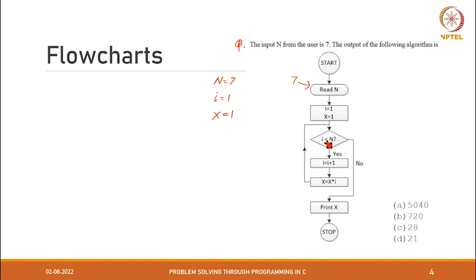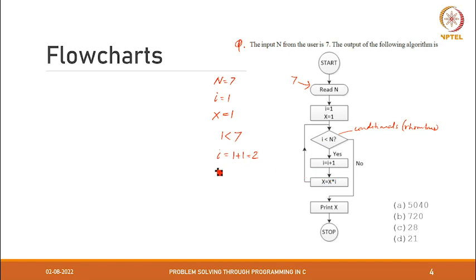Okay, so this is a rhombus shape where we can write any condition. All conditionals are mentioned using the rhombus shape, and here the conditional is i less than n. So i is 1, so our conditional will basically be 1 less than 7, which is true. Yes, 1 is less than 7, so it goes to the yes part, and i's value will increase by 1. So i is equal to i plus 1, meaning 1 plus 1, that is 2.